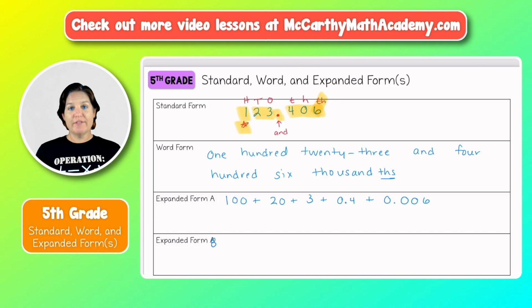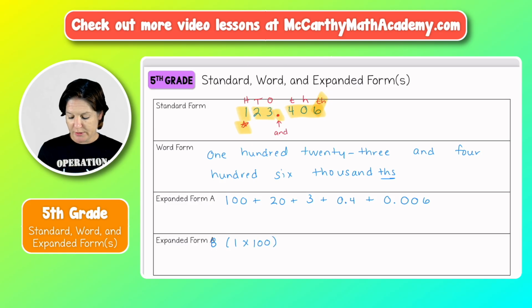So again, we're taking the values and we're expanding them out. It's just a little bit different. Okay, so we've got our first digit that I like to say we're going to wrap in a hug with parentheses. Our first digit is 1, and that 1 is in the hundreds place.